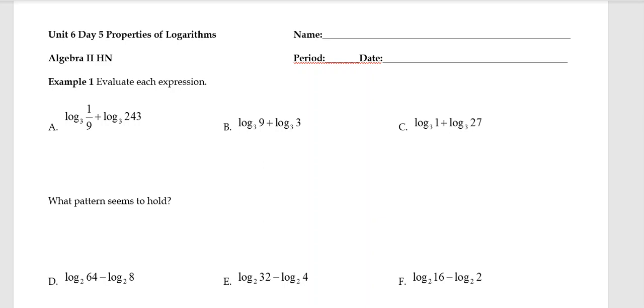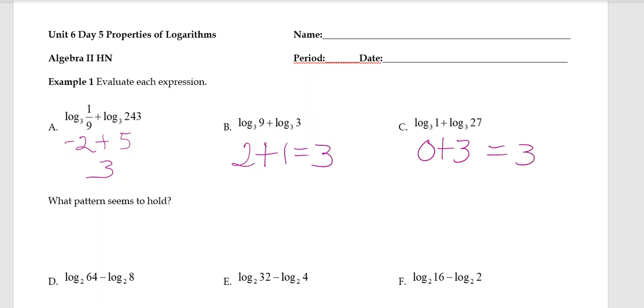3 to what power equals 1/9? We know that's -2. And 3 to what power is 243? That's 5. So that gives us 3. All right. What about B? That'll be 2 plus 1, which is also 3. And this will be 0 plus 3, also equals 3.